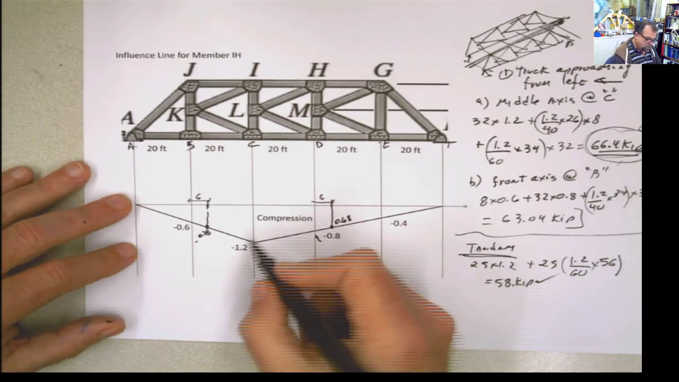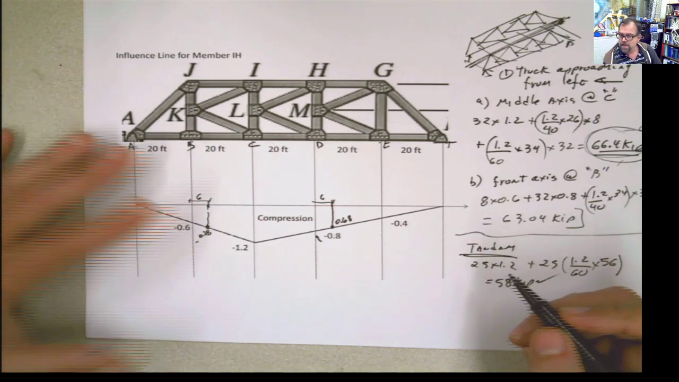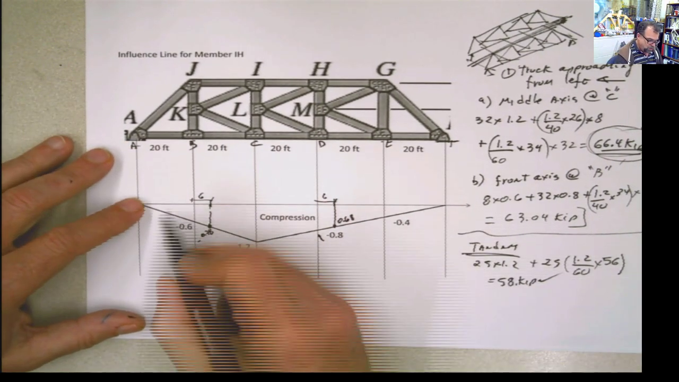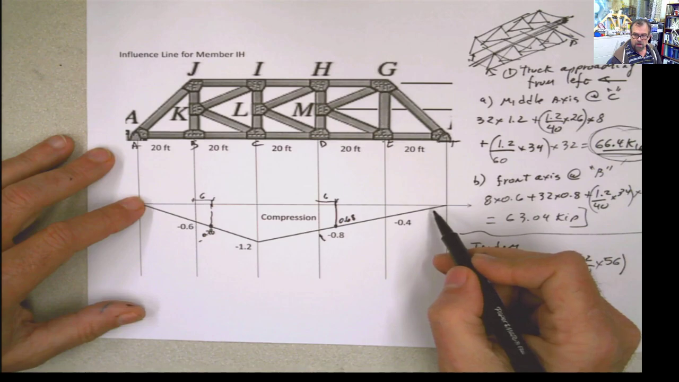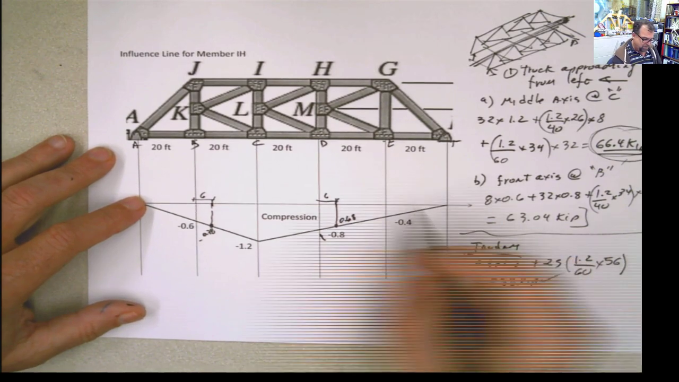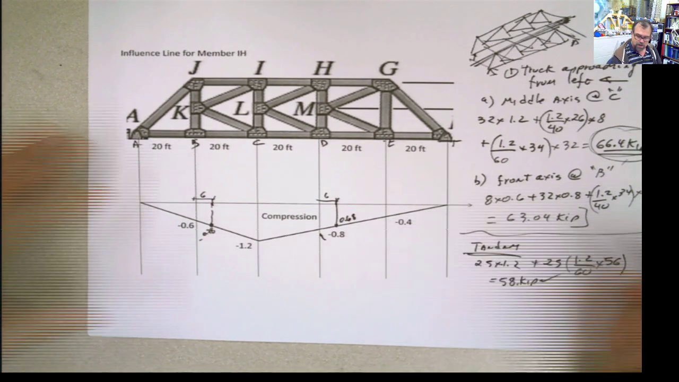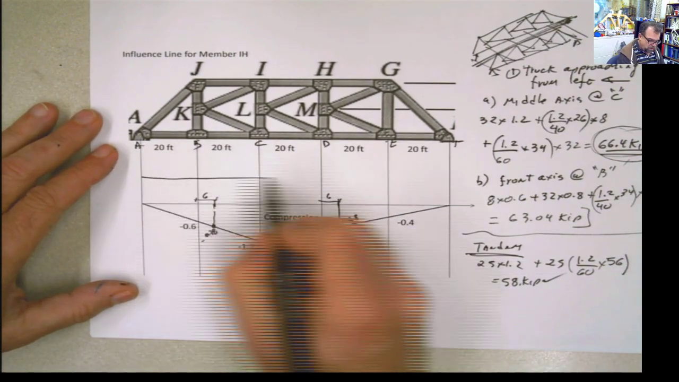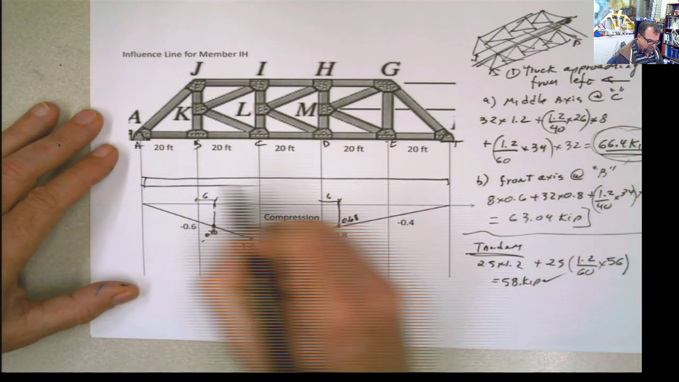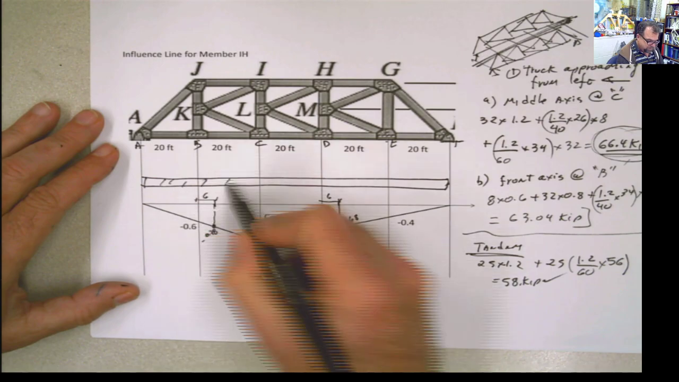Now, concentrated load. For concentrated load, it's even easier. What you do is that you take the whole area now, not the influence line, but the influence area, and multiply by that load, because that load is going to produce the maximum possible effect here, everywhere.